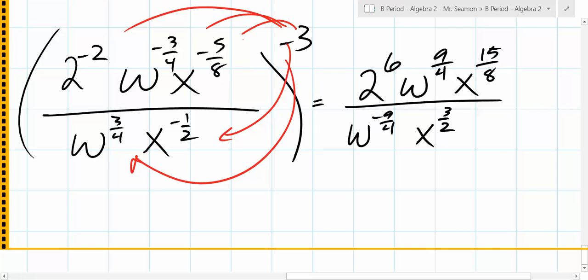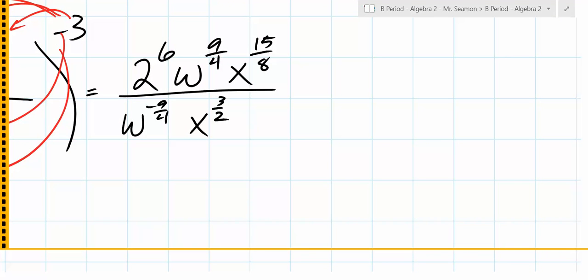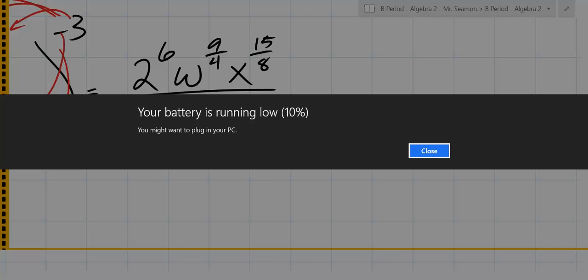Are you with me so far? Have we done things like that before? Absolutely. Are we done though? No, we're not done. We're not done at all.